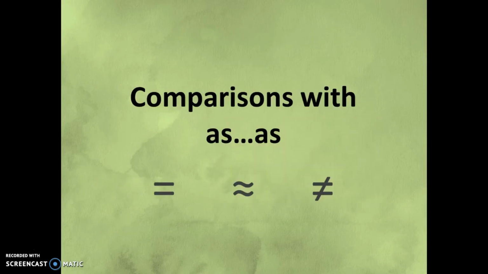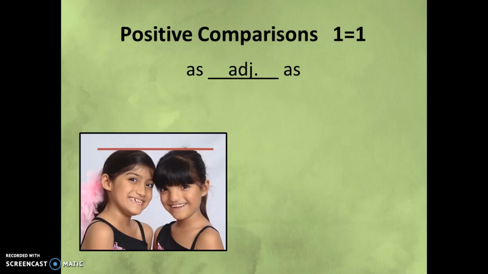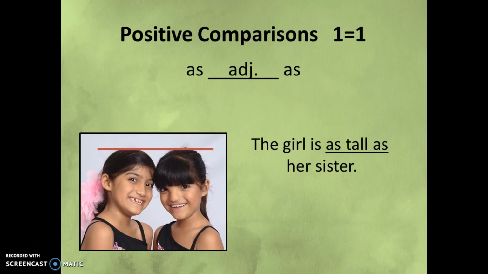So here are our 3 ways of making comparisons. We have the equal sign, or the positive comparison that we talked about in the last video. We use that with as adjective as. And here I've got a picture of 2 sisters. You can see I could use as tall as. The girl is as tall as her sister.